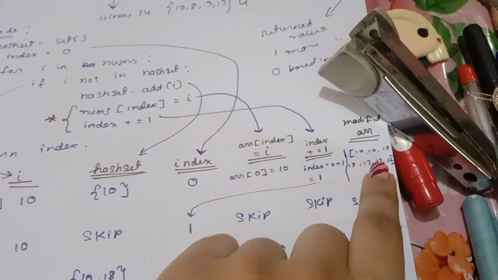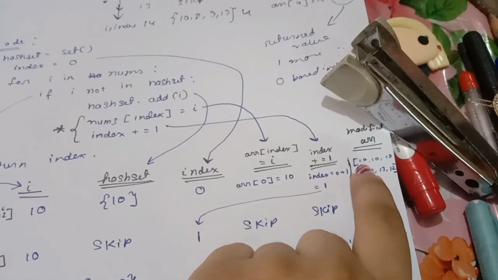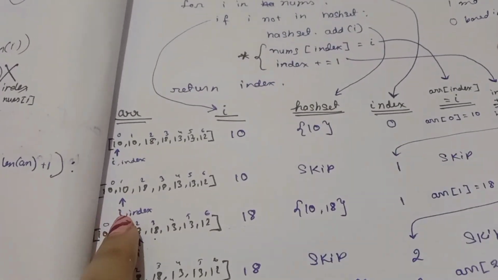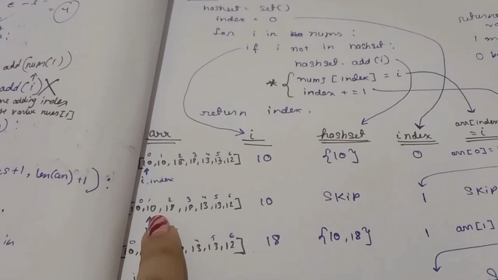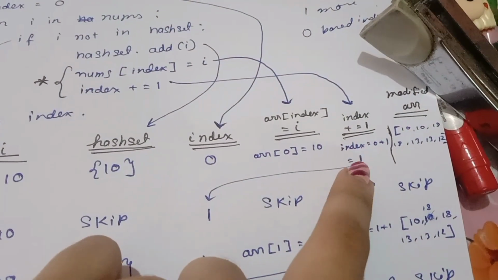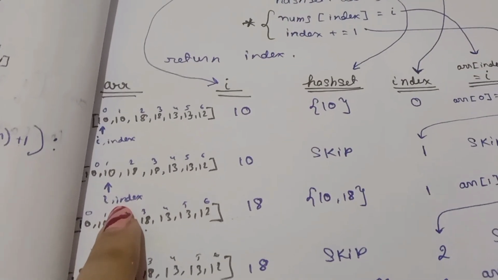So let's see, the modified array is that 10, the first place 10, because it is already 10, so I didn't show by cutting it. Now there comes the second iteration. Because of the for loop, I will come to the next iteration. And why did index come here? Because as I showed, index also got incremented, that's why index also came in this iteration.